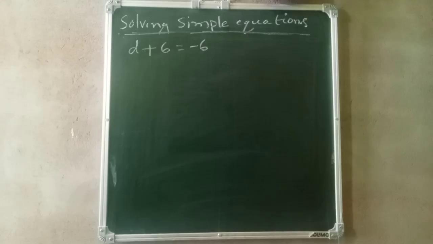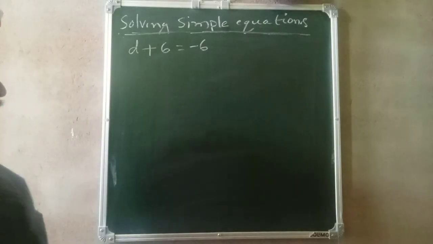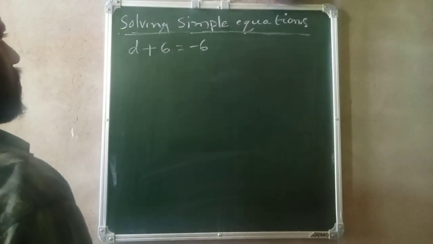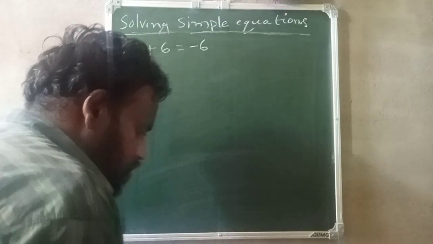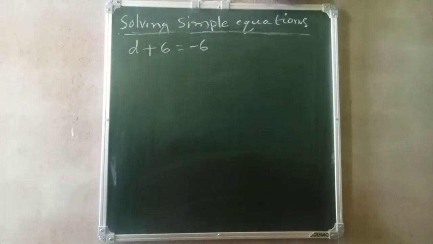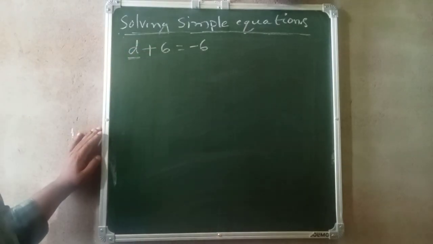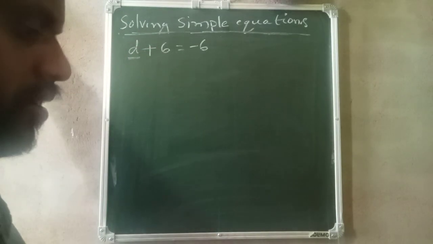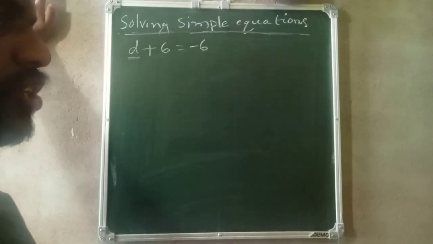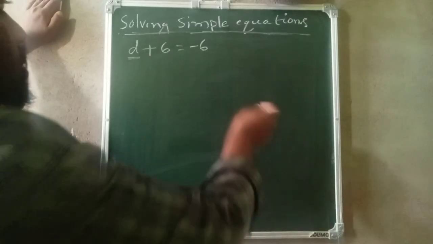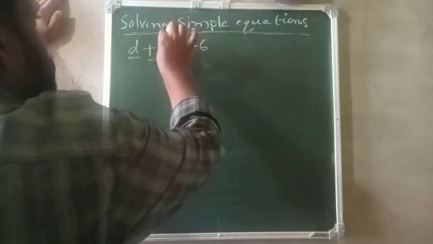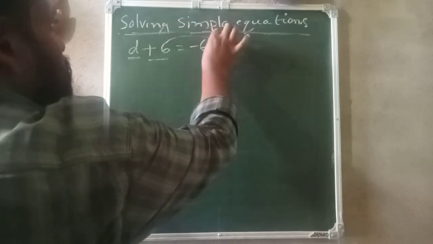Okay. So we have to find the value of d. For that, keep this d on one side. Remaining whatever is there, you move that to other side. The remaining is plus 6. We have to move this plus 6 to this side.